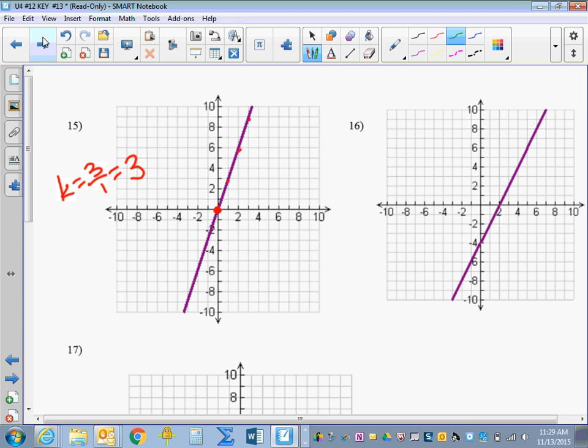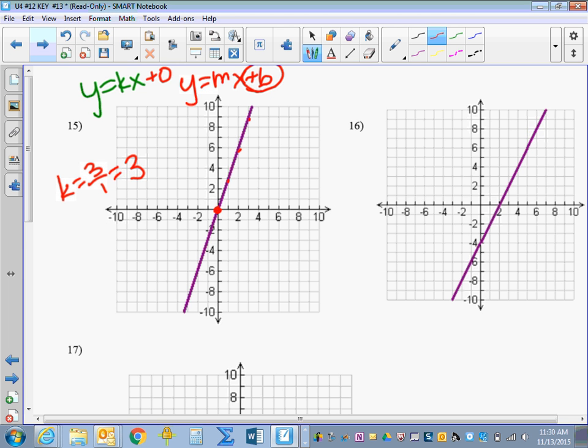Alright, let's take a look at these last ones here. Again, in order for it to be a direct variation, y equals k times x. We know that because this is similar to my slope-intercept form, mx plus b, that my y-intercept is 0. In order for it to be a direct variation, it must go through the origin, with a y-intercept of 0, and thus a direct variation.